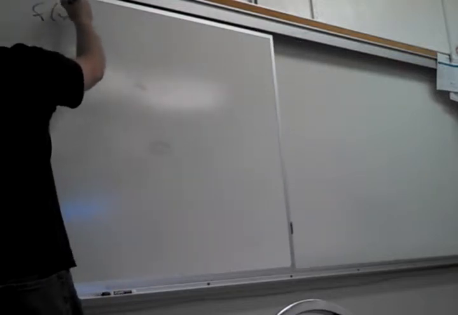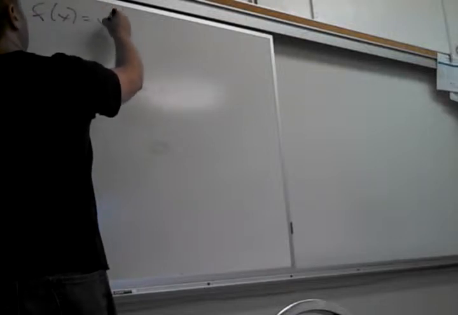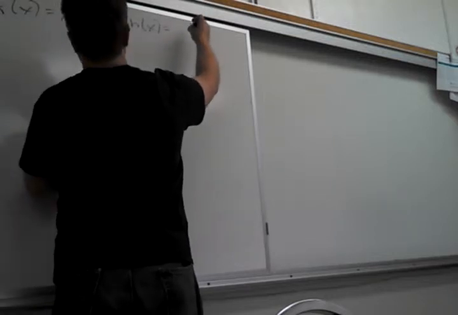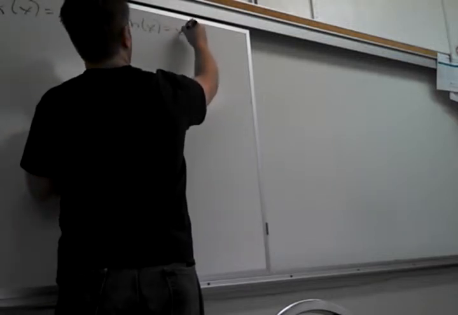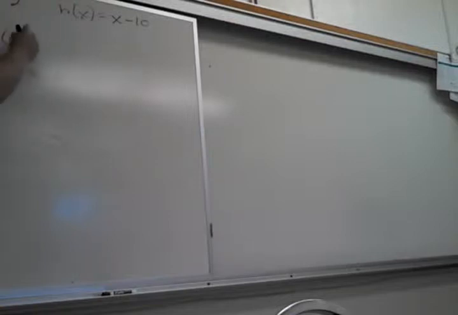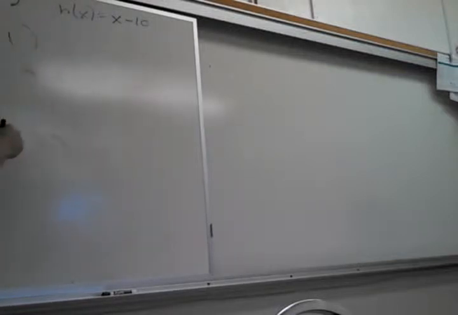So, let me make some functions up real quick. Let's say f of x equals x cubed minus 2, and h of x equals x minus 10. So how would you do h of f of x? And actually, just to get everybody warmed up, how would you do h of 11?